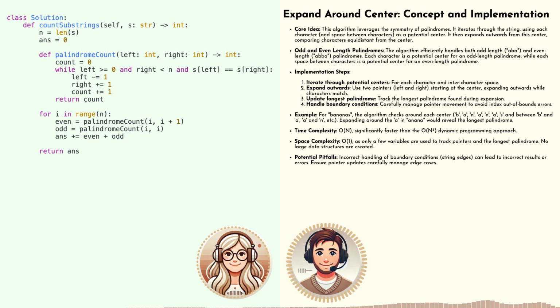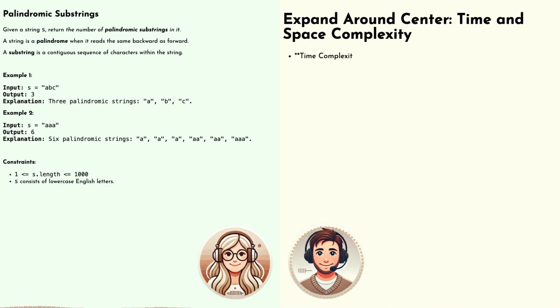What about those palindromes with an even number of characters, like ABBA? Great question. For those, we treat the space between two characters as the center. So in ABBA, we'd expand around the space between the two B's. Clever. I see how that covers both even and odd-length palindromes. What about the efficiency of this method? How does it compare to dynamic programming?